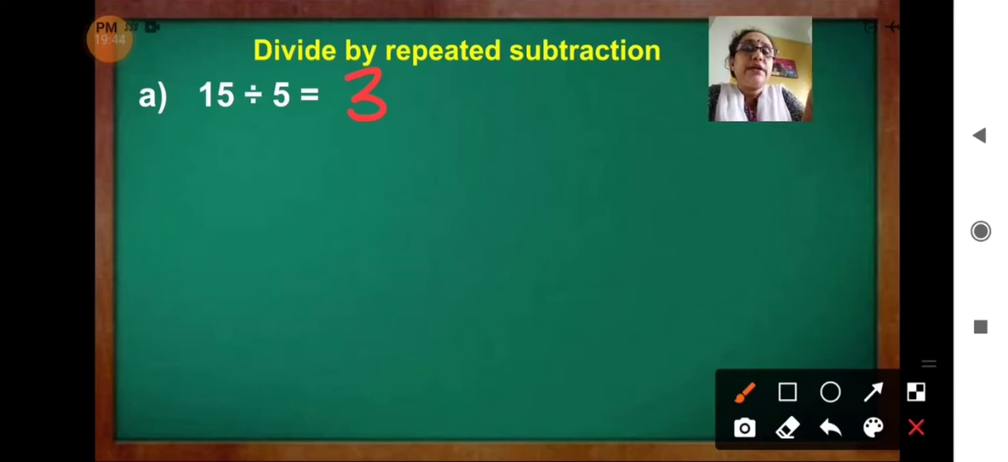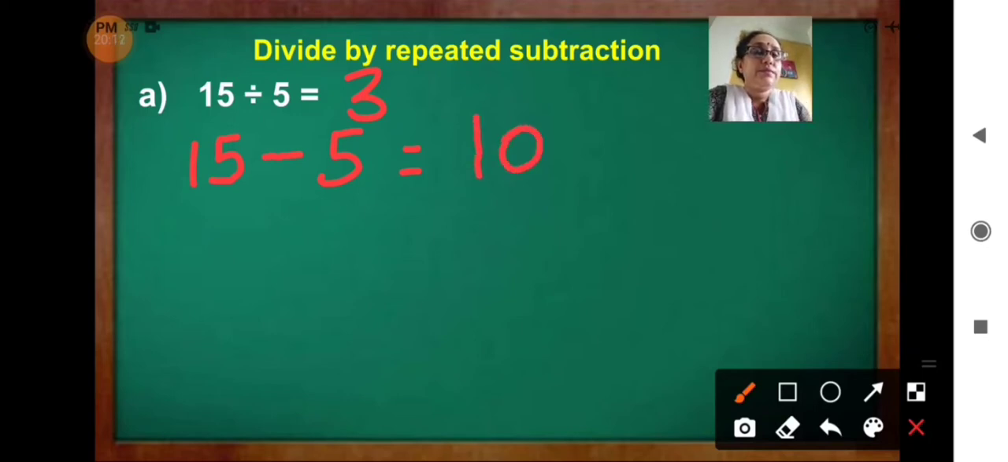Now what will we do for repeated subtraction? First we will write this 15. Don't put the division sign. We have to put a subtraction minus sign because we have to do the repeated subtraction. So we will write 15 minus 5. Now do the subtraction. What will you get? We are getting 10. Got it? Now next step is this 10. Again you write here, 10 minus 5.